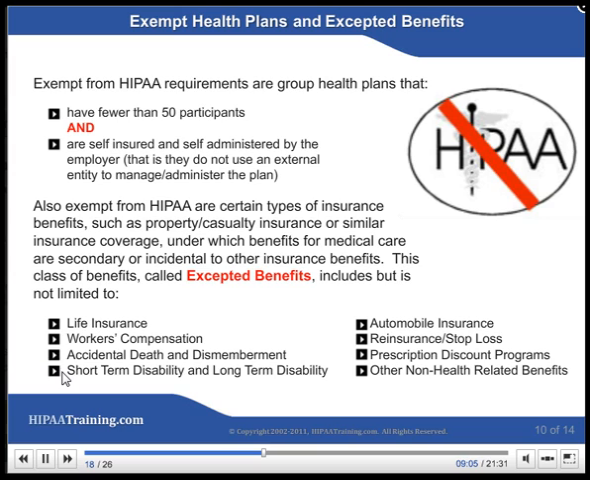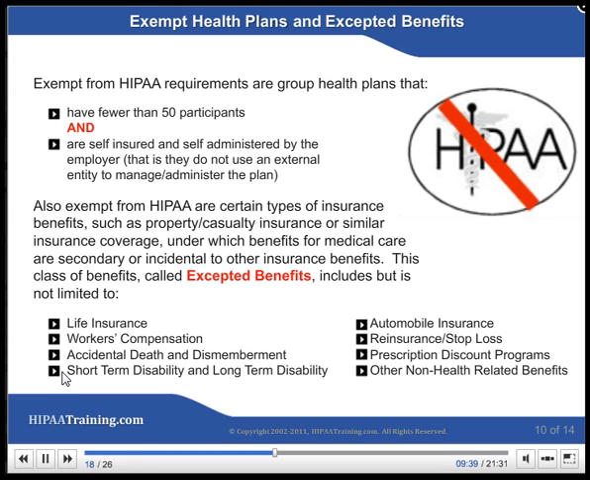Exempt health plans and accepted benefits. Exempt from HIPAA requirements are group health plans that have fewer than 50 participants and are self-insured and self-administered by the employer. That is, they do not use an external entity to manage or administer the plan. Also exempt from HIPAA are certain types of insurance benefits, such as property or casualty insurance or similar insurance coverage, under which benefits for medical care are secondary or incidental to other insurance benefits.